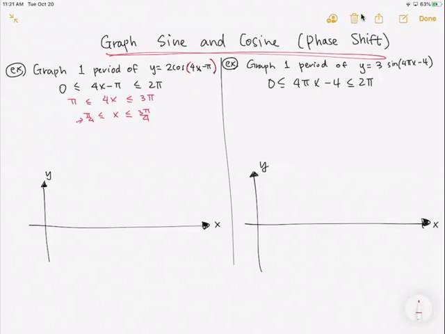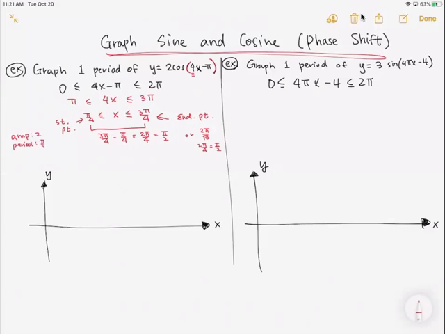So this tells me this is my starting point, and that will be our ending point. And the period, you can get it by the difference of these two, which is pi over 2. Or you can do 2 pi over b. In our case, b is 4. So we're going to use 2 pi over 4, and that's also pi over 2. You can double check your period, right? So we can tell our amplitude is 2.